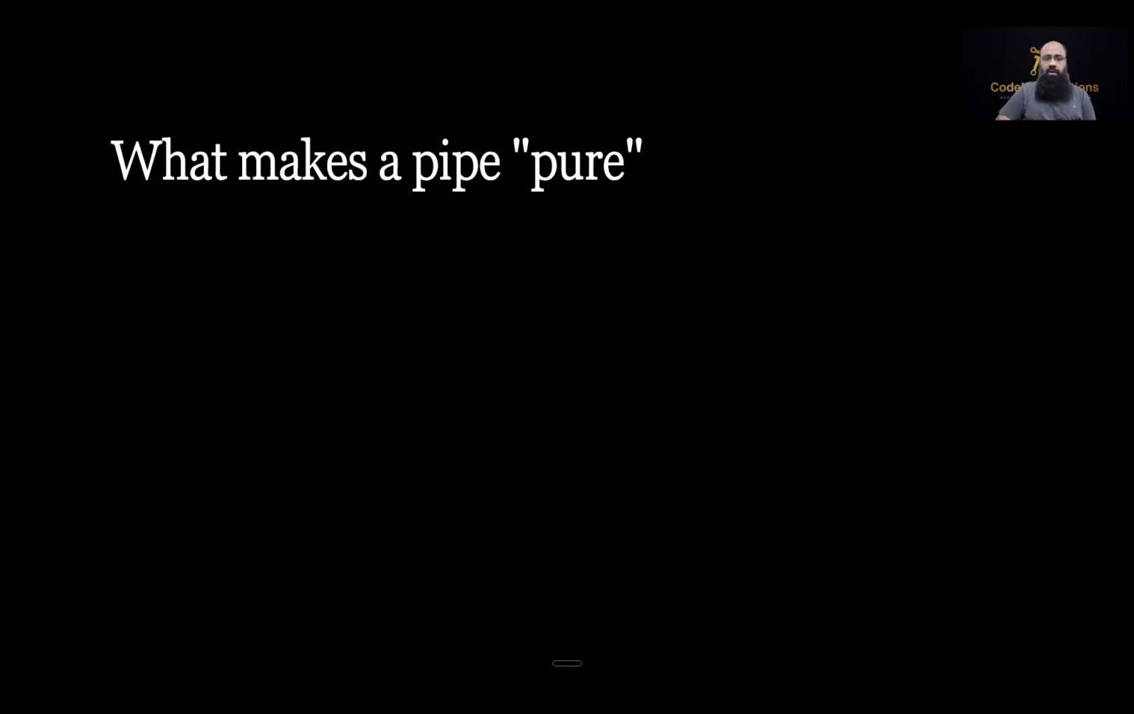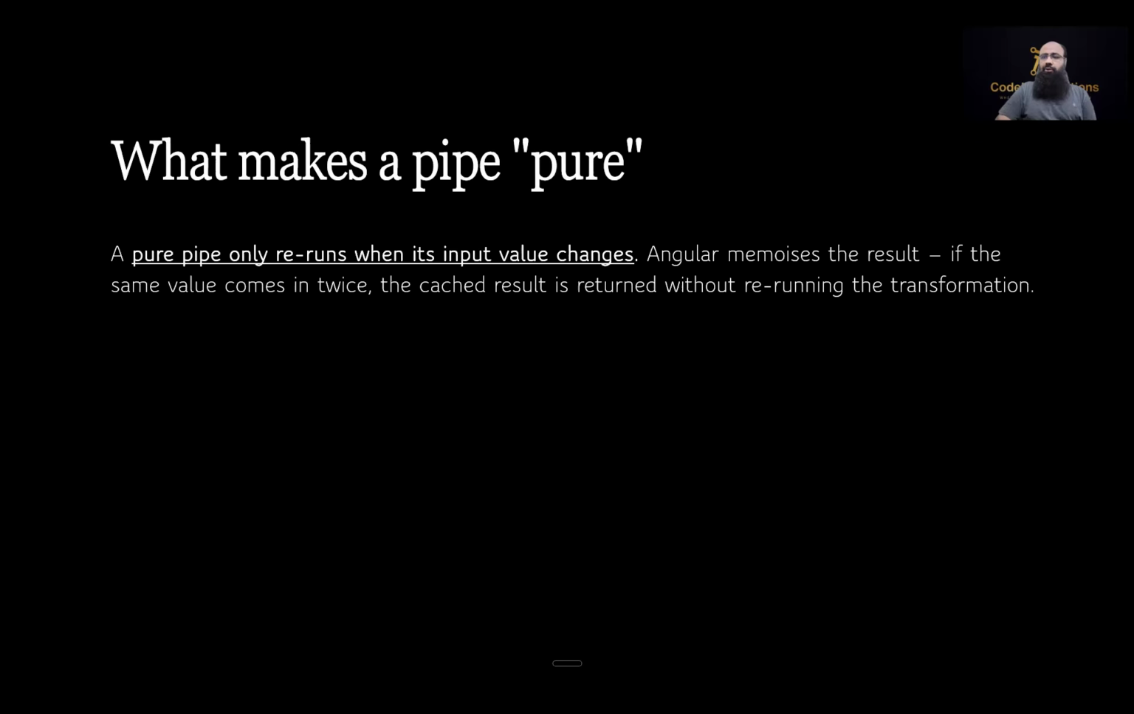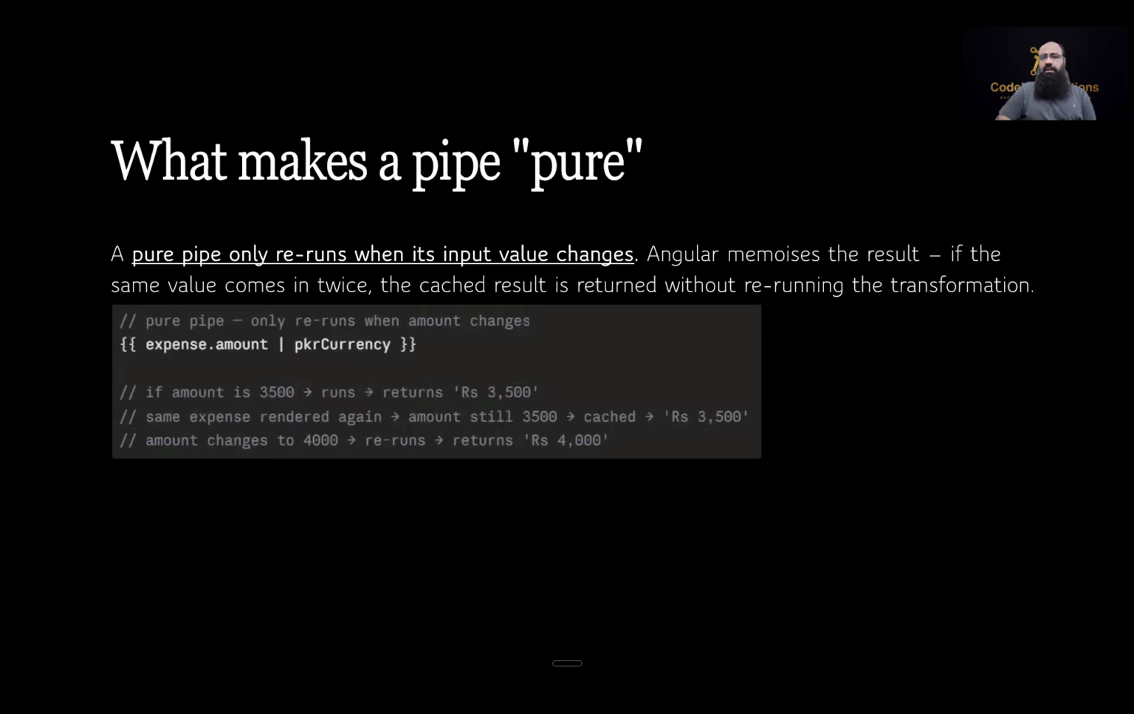There are two types of pipes: one is a pure pipe and one is impure. What does a pure pipe mean? A pure pipe only reruns when its input value changes. Angular memoizes the result. If the same value comes in twice, the cached result is returned without rerunning the transformation. So it makes it more efficient.